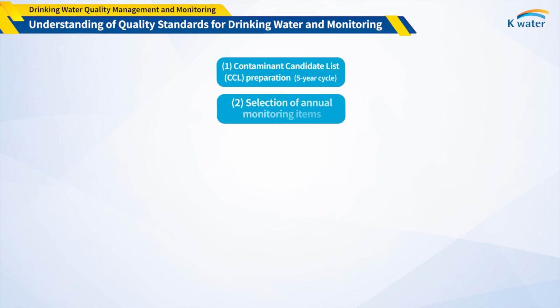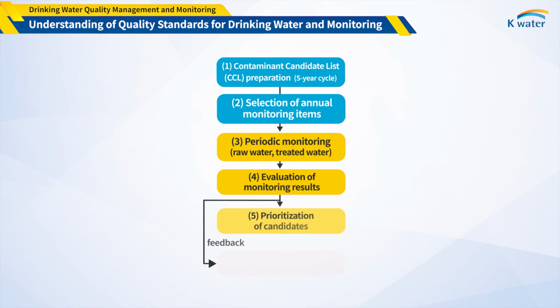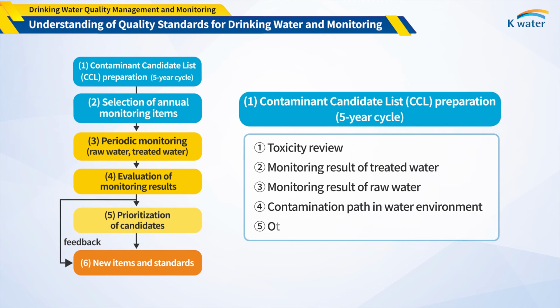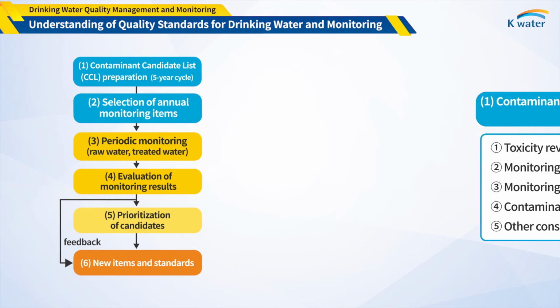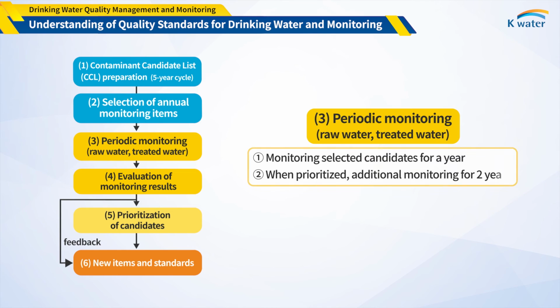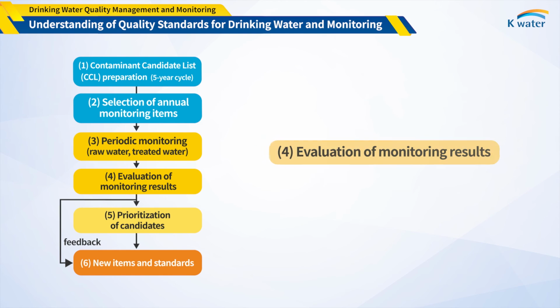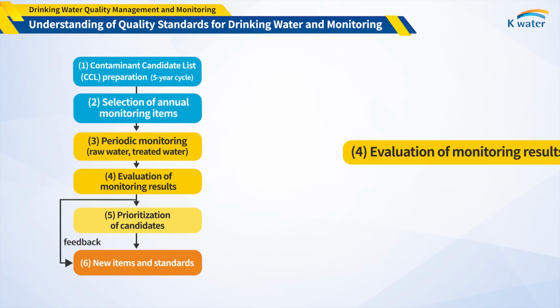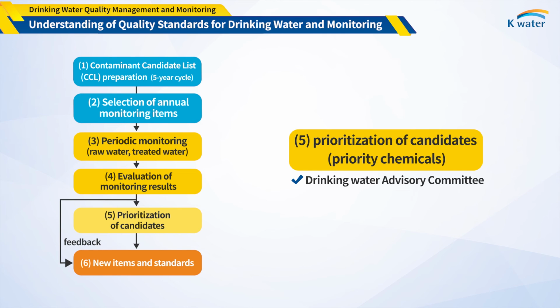Then, let's look at the process of how to establish drinking water quality standards in Korea. First, contaminant candidates are listed every 5 years. Then the items that need to be annually monitored are selected. The raw and treated water in the water purification plant are monitored for up to 3 years. Based on these results and depending on the risk, it is classified as a new water quality parameter after consulting with the Drinking Water Advisory Committee.